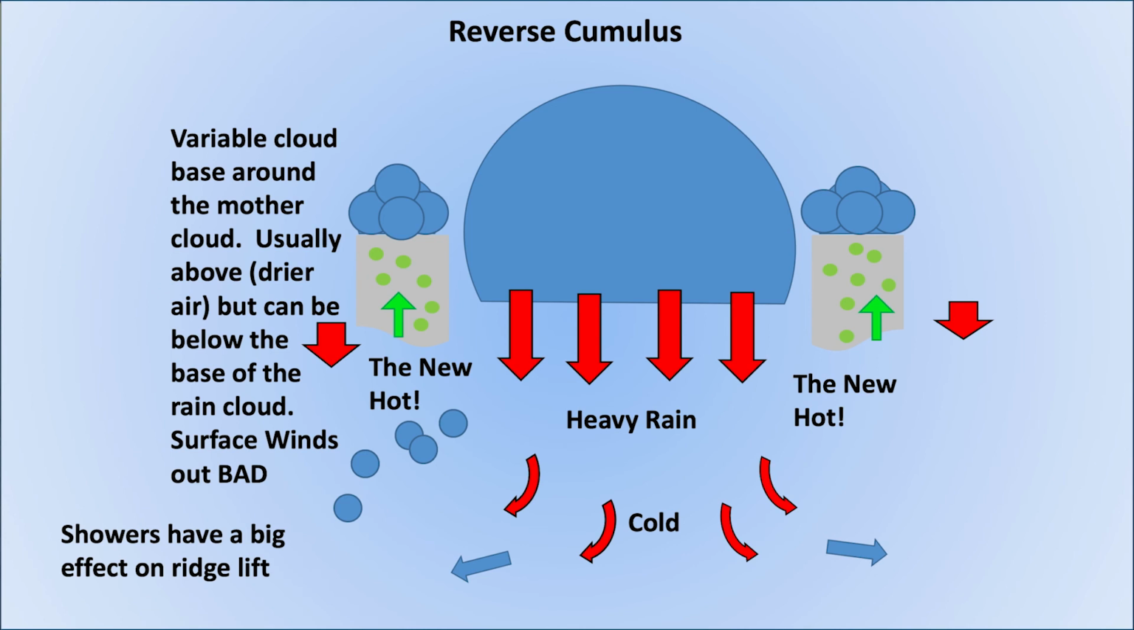Reverse cumulus. So here a variable cloud base around the mother cloud. You get these other higher, small cumuluses forming around the mother cloud. And the mother cloud can be a thunderstorm. It doesn't have to be that big, but this is where you see this structure classically.